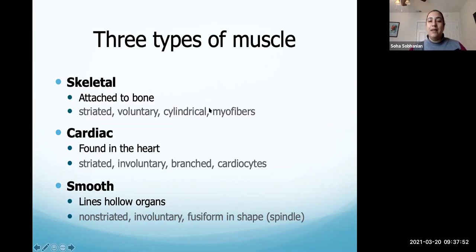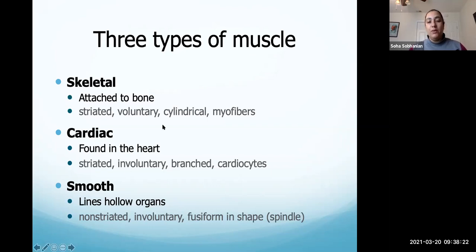The way that we refer to these cells is myofibers. The word MY implies muscles, and whenever you use the word fiber, fiber implies something that's long or elongated. So skeletal muscles can get pretty long. They can get up to 10 inches in length. So because of their length, we refer to them as myofibers.